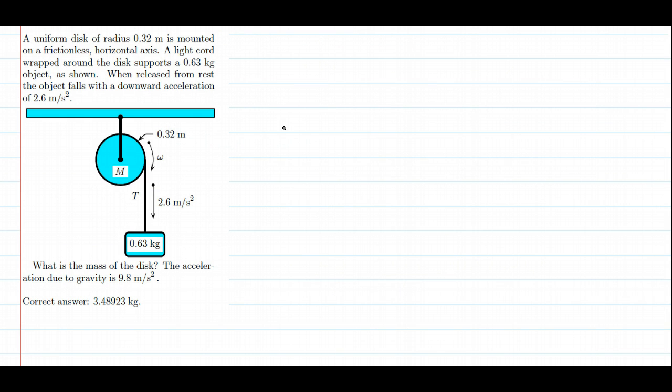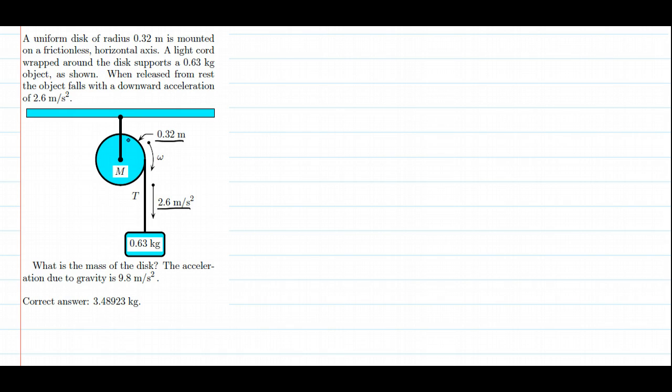Now let's look at a second example. In this example, we have a giant pulley of unknown mass that has a rope wrapped around it, and then this block attached to the end of the rope that's falling freely, causing the pulley to spin. As a result, the block is falling with a downward acceleration of 2.6 meters per second squared. It gives us the radius of the pulley as 0.32 meters, and we're trying to find the mass m of the pulley.